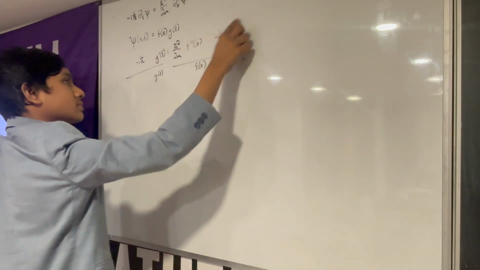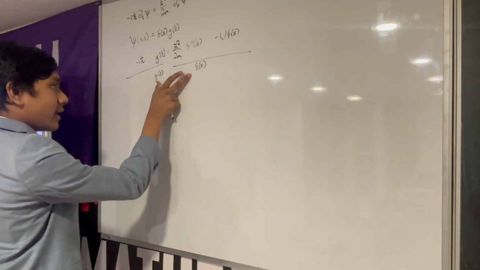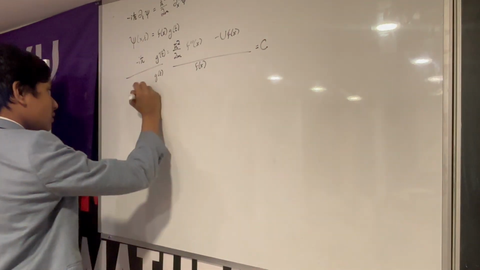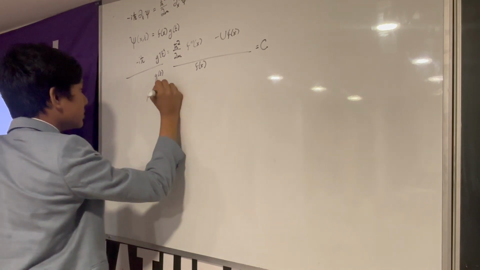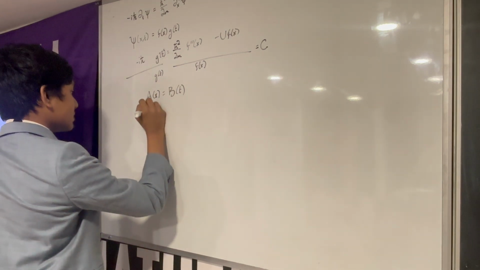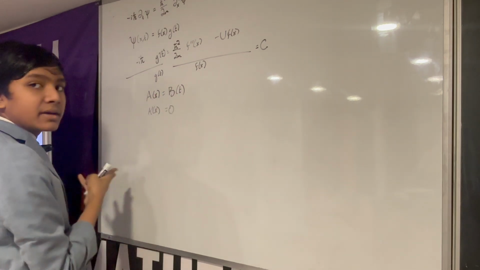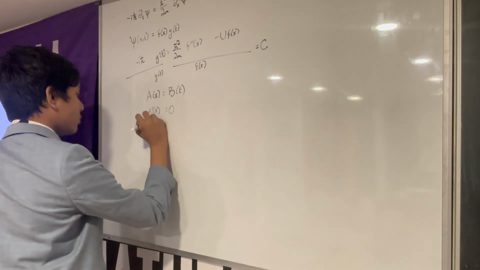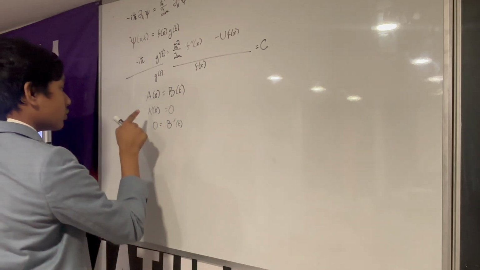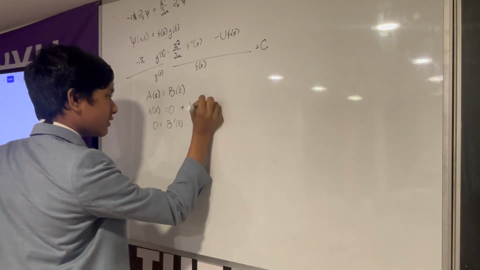But wait a moment. The function of x and the function of t, if they are equal to one another, have to both be equal to a constant. Why? Well, imagine we have a of x is equal to b of t. What happens when we take their partial derivative with respect to x? Well, this becomes a prime of x, this is not dependent on x, so it becomes 0. Meanwhile, what happens if we take partial t? Well, this becomes 0 because it's not dependent on t, this becomes b prime of t, which implies that both a of x and b of t are constant because their derivatives in their respective variables are 0.